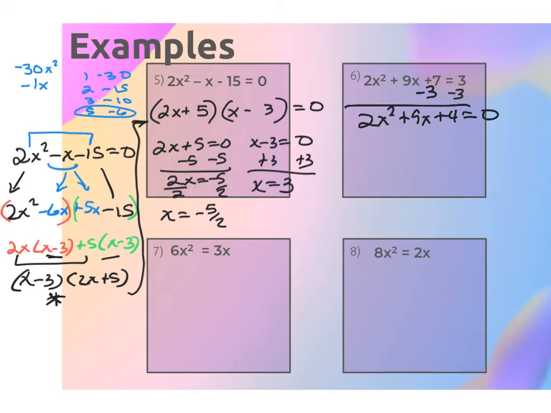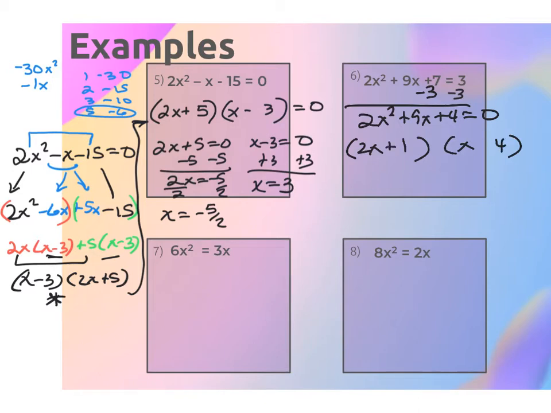So now I need to try to factor this. I can either guess and test, or I can factor by grouping. For this, again, I'm just going to go ahead and guess and test, because there's only one way to multiply to get a 2, 1 times 2. And for the 4, it's either 1 times 4 or 2 times 2. So let me go ahead and guess and test. So I'll put a 2x here and a 1x here. And then either I'm going to try the 1 and the 4, or the 2 and the 2.